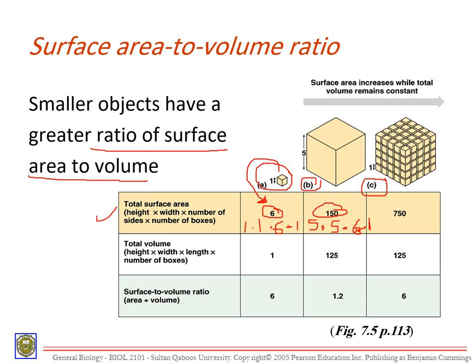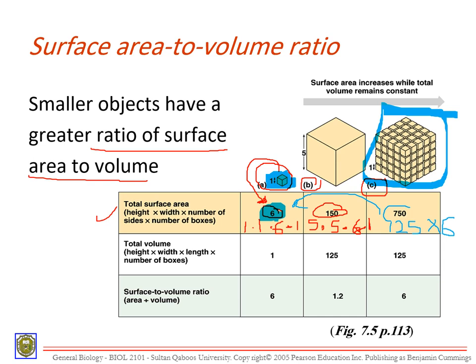Let's look at the surface area in scenario C. The height will be 5. So here it is very easy to do the calculation because we already know the surface area over here. We already know the surface area of this, right? The surface area is 6. So all we have to do is multiply the surface area by the number of boxes here. How many boxes do we have? 5 times 5 times 5, 125. You have 125 boxes, and each box has a surface area of how much? Each box has a surface area of 6. So 125 multiplied by 6 equals 750. And that's how we calculate the surface area for each one.